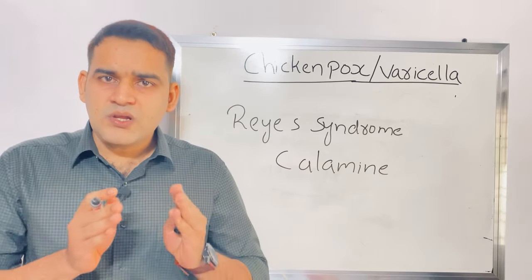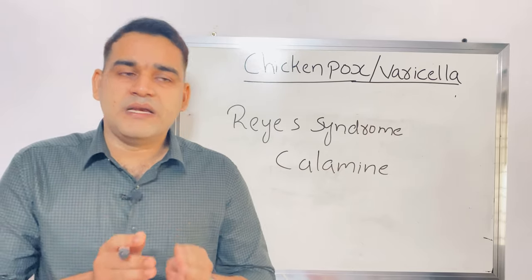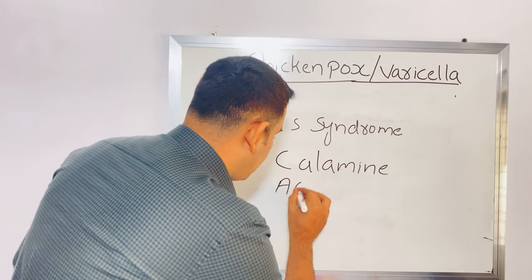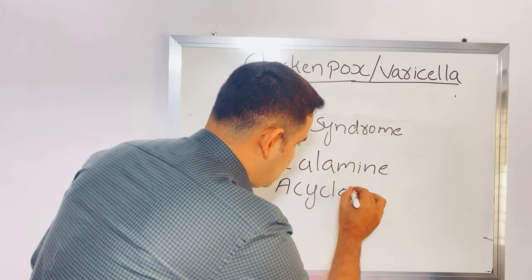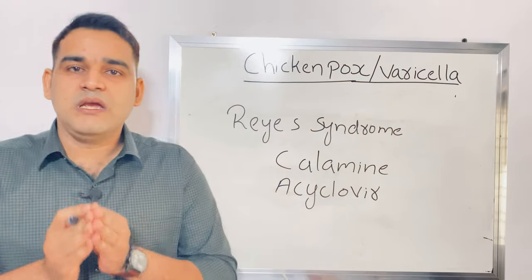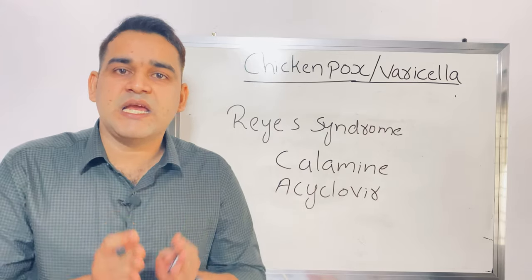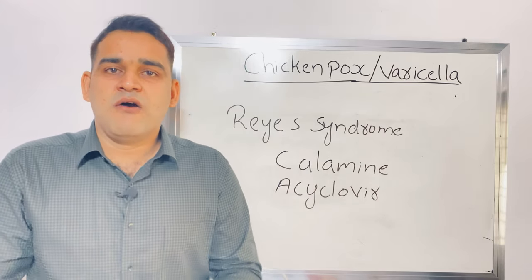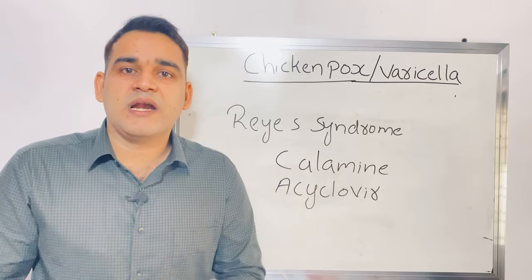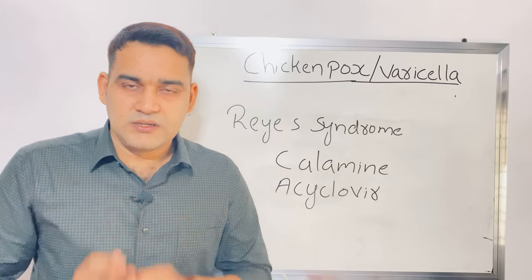Now, you can give acyclovir, that is the antiviral medicine. Acyclovir medication also can be given to treat the chickenpox. It is mainly given to children above 14 years of age. The children who are healthy, we are not providing antiviral medication like acyclovir.